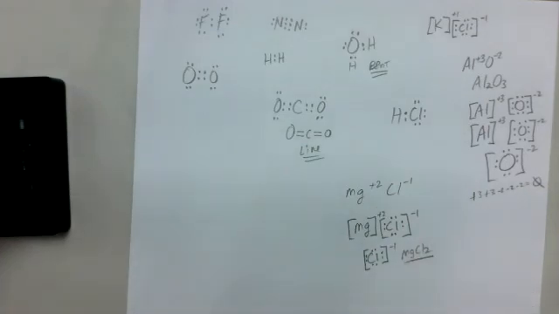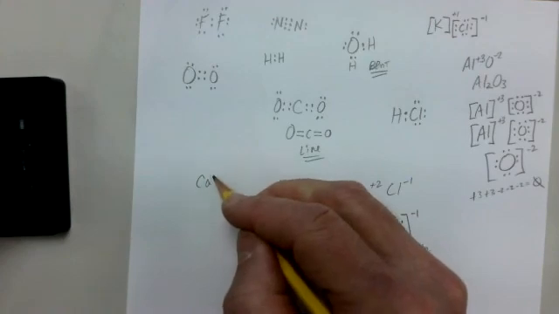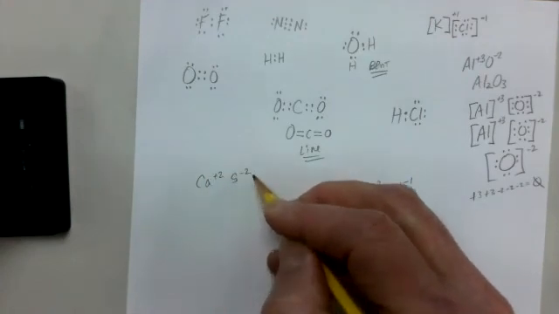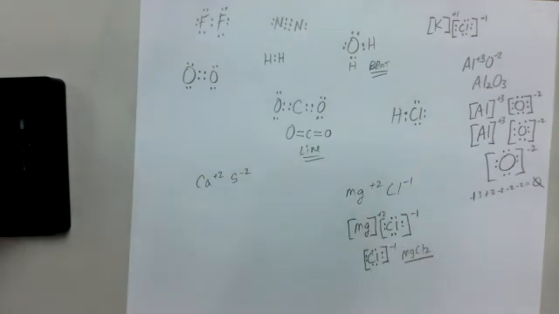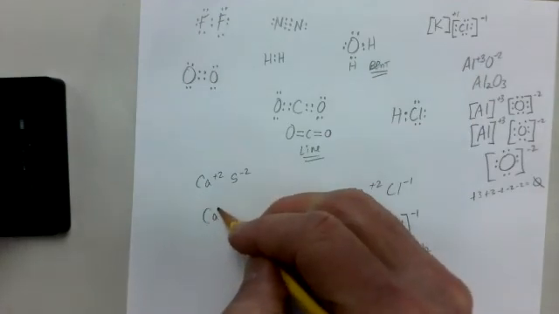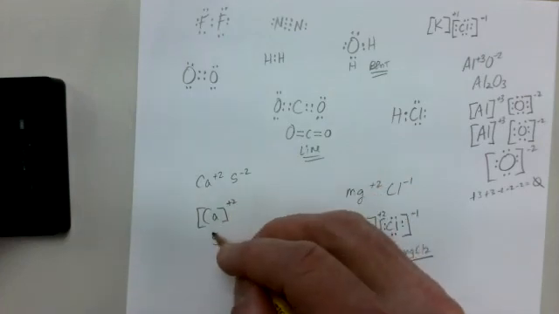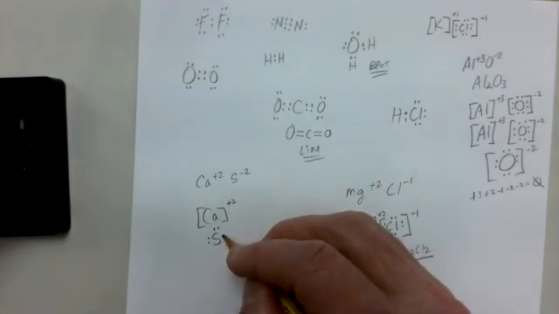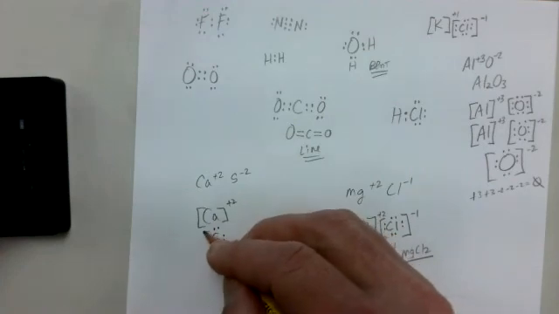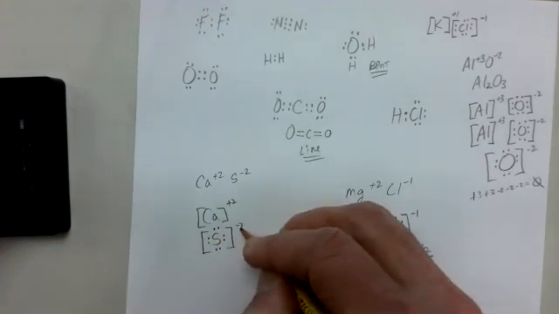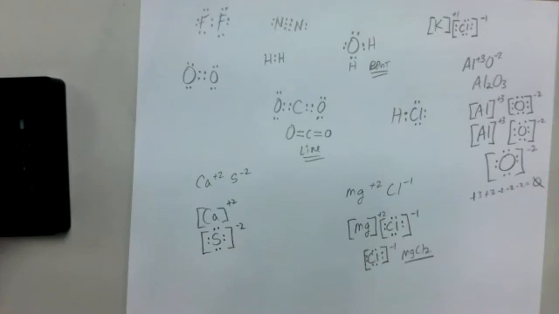And then calcium sulfide. Calcium is a +2. Sulfur is a -2. I know that because I put my fingers in the box in the periodic table. Calcium gets drawn with no valence electrons and a +2. And I'll put it on the bottom because it doesn't really matter. Sulfur has 6 dots, but it gains 2 electrons from the calcium and goes there.